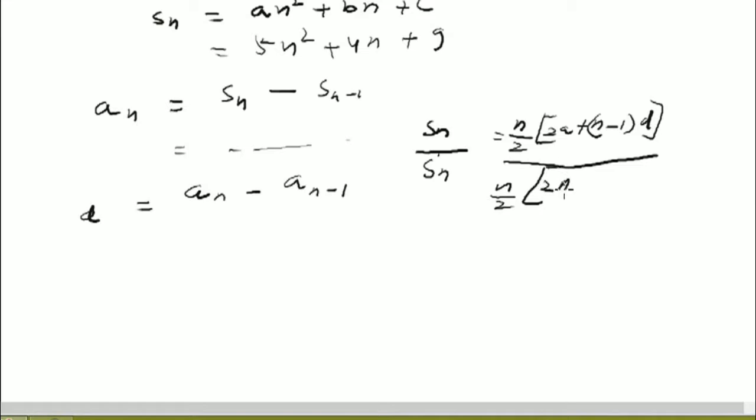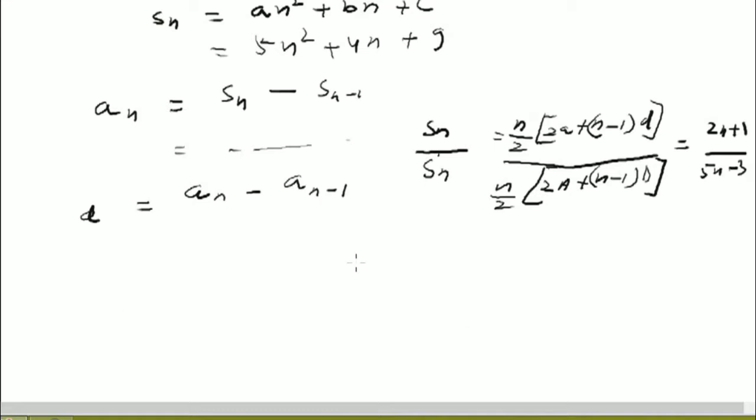So this is the ratio of the sum of n terms of two different APs, and we have to find the ratio of certain terms of the two APs. If it is given in a particular question that 2n plus 1 divided by 5n minus 3 is the ratio of the sums of n terms of two APs, we have to find the ratio of their 11th terms, suppose. Okay, how will we proceed?